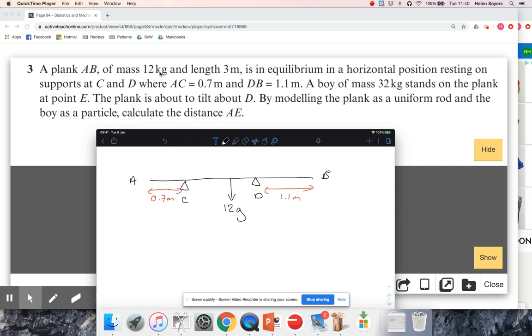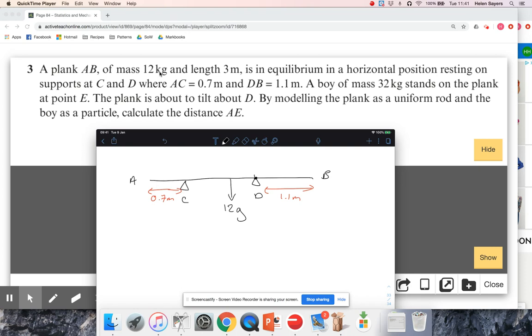Okay, and then I've got the boy standing on the plank, and when he stands on the plank, it's about to tilt about D. So if it's going to tilt about D, it means that D will be the pivot. So the left-hand side is going to lift up away from C, and the right-hand side is going to turn down. So the whole thing will be turning clockwise.